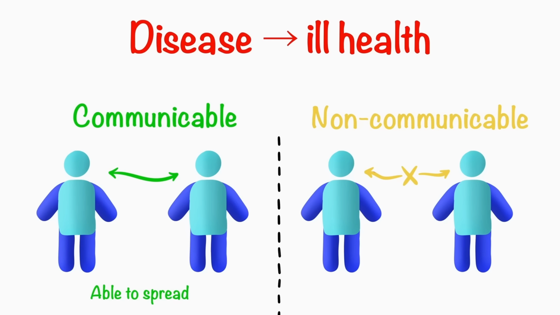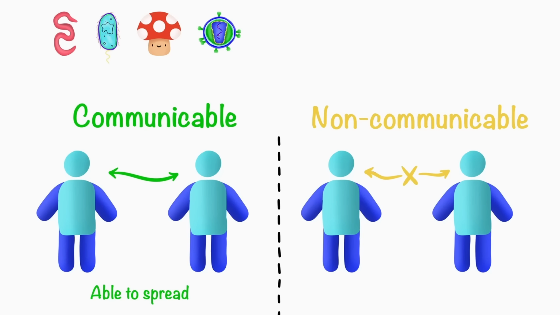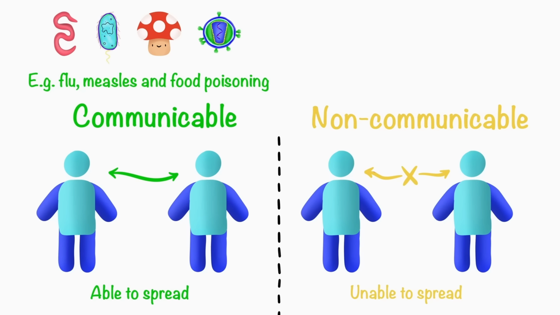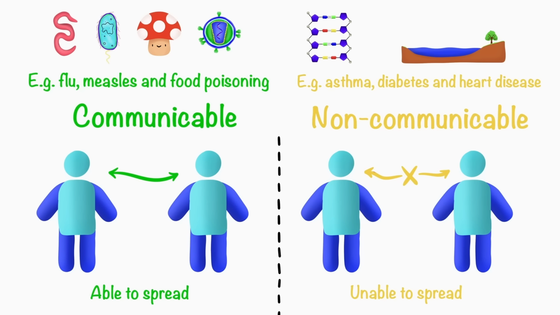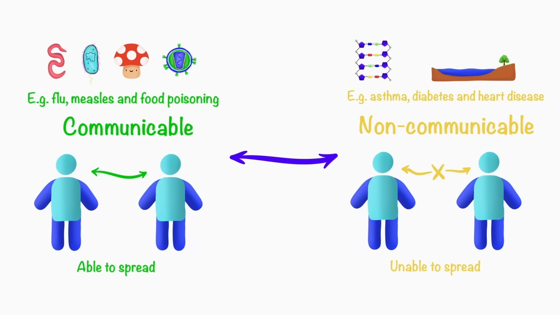Communicable diseases can spread from one person to another. They're caused by pathogens, things like bacteria, viruses, fungi, and protists. Examples include flu, measles, and food poisoning. Non communicable diseases can't spread between people. They often develop slowly over time. Examples include asthma, diabetes, and heart disease. These are often linked to your genes, your lifestyle, or your environment.